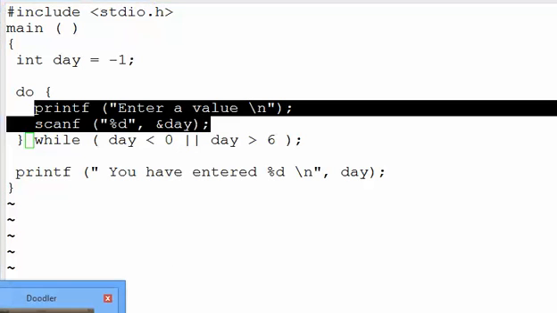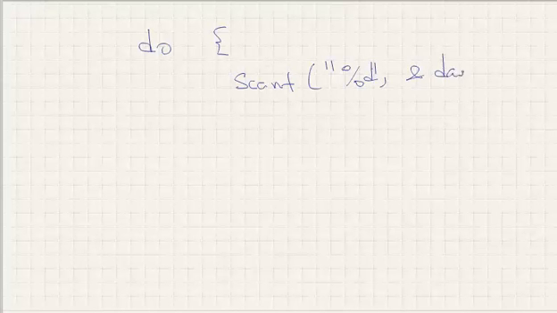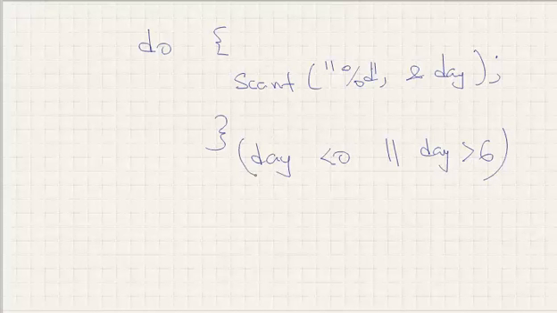So let's go back to the statement here. I'll clear this up. Do, scan, day. As long as he enters a day that is less than 0 or greater than 6, we will keep asking him to give a legal value. Our legal value should be 0, 1, 2, up to 6. So that is how the do statement works.